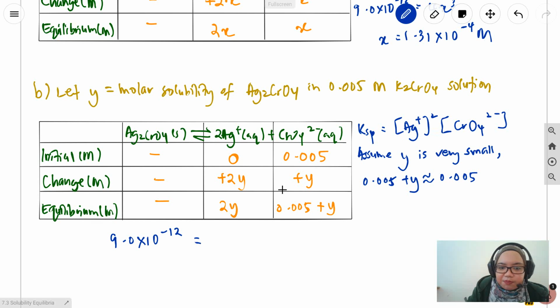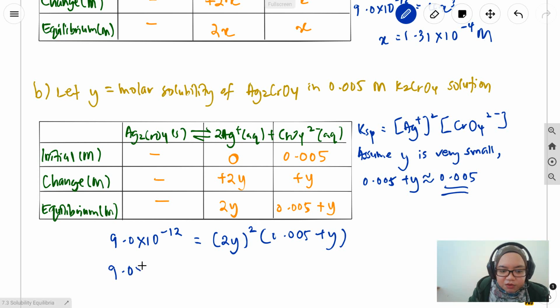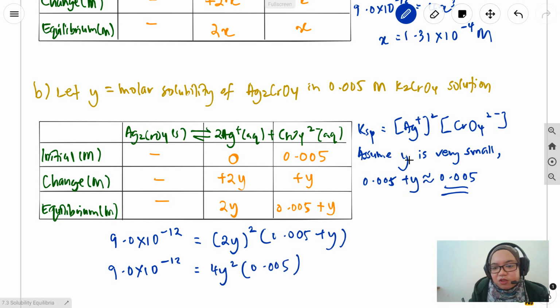Okay, Ag plus kita tadi 2y squared times dengan asalnya 0.005 plus y. Betul? Tapi bila kita dah assume dia very small, so kita akan dapat macam ni. 9.0 times 10 to the power of negative 12 equals to 4y squared times dengan ini 0.005. Y tak ada. So dia hilang kan? Sebab dia kata kita assume y ni very small. So kita tambah dengan 0.005 ni macam tak ada effect pun. Kan? So kita akan kali dengan 0.005 je.